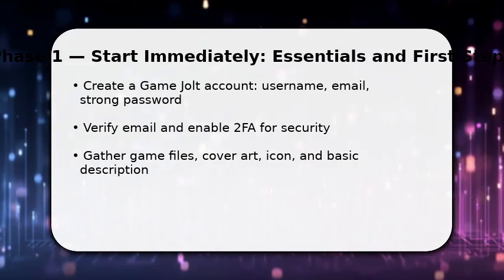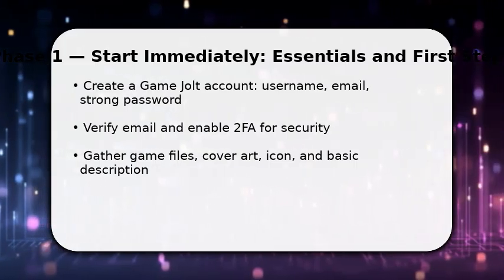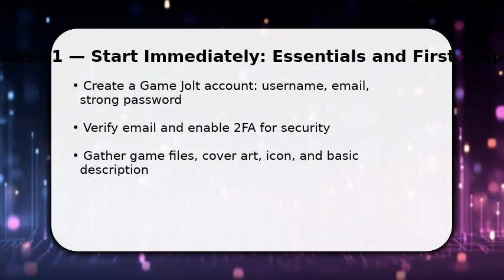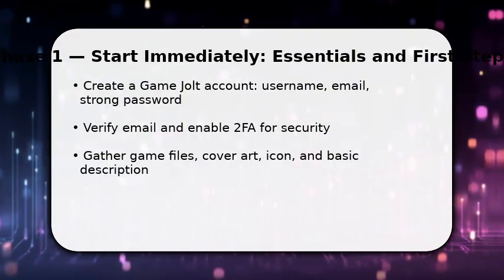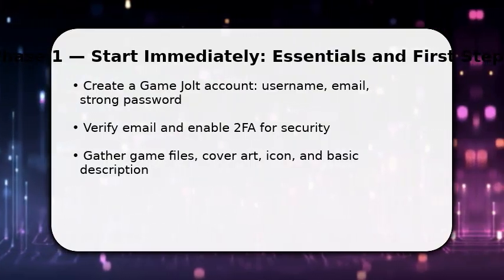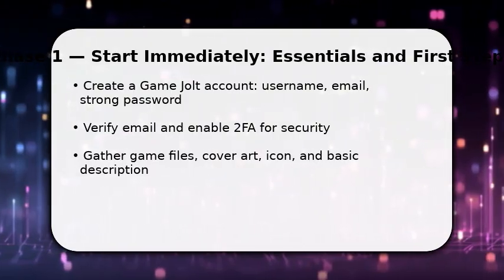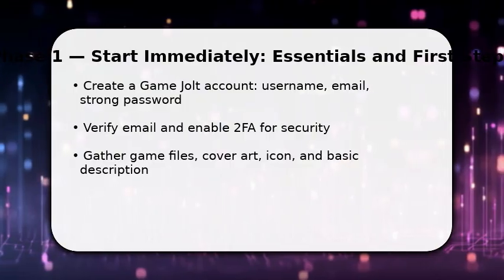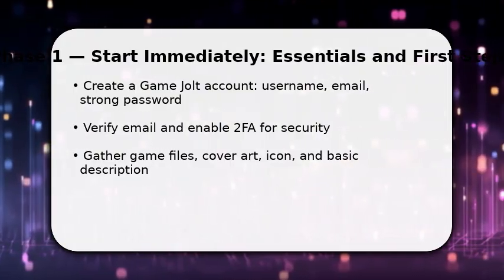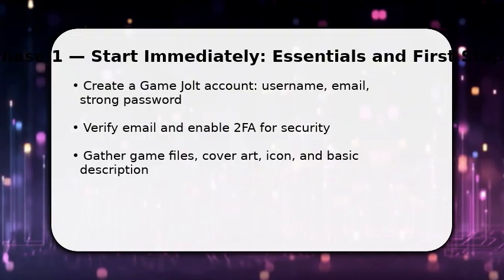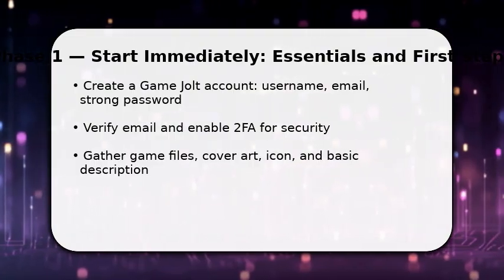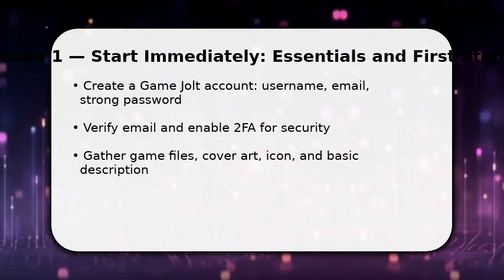You start by creating your Game Jolt account and verifying your email. This gives you publisher controls. Next, enable two-factor authentication so your project stays secure. While doing that, prepare your game package, executable or HTML build, a 512 x 512 icon, a cover image, and a one-paragraph description. You need those files ready before you create a game page.